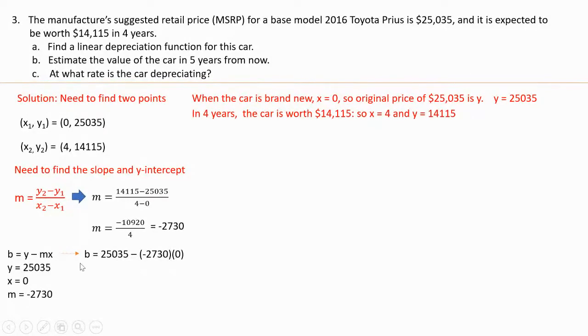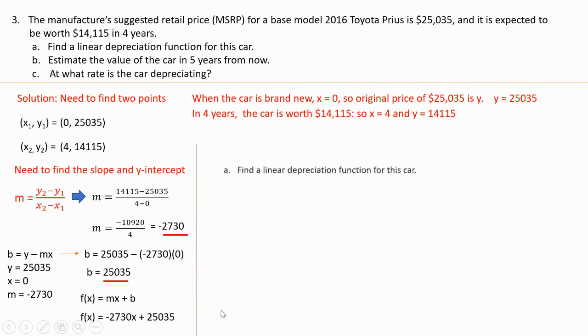So we plug everything in, right? There's my y, 25,035, minus my slope, my m, the negative 2,730, and my x is 0. So my b is 25,035. So what's my function? There's my slope, there's my y-intercept. So it's going to be f of x equals negative 2,730x plus 25,035. That's the answer for part A.